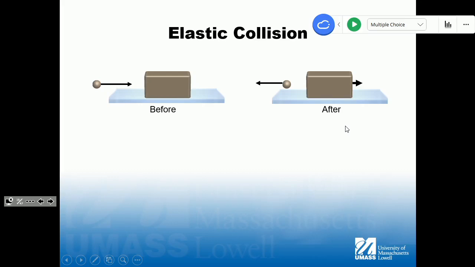Two different types of collisions. First off is something we call an elastic collision. Typically, an elastic collision involves objects that are bouncing off each other. A reasonably good approximation.